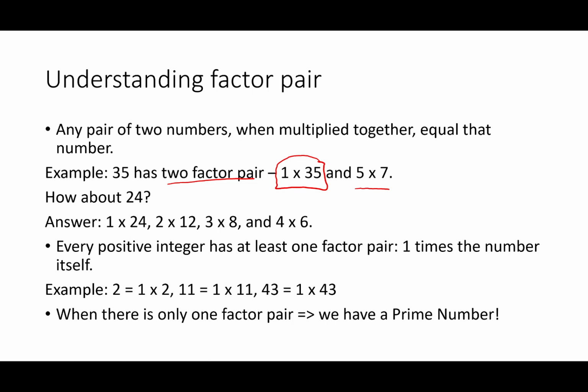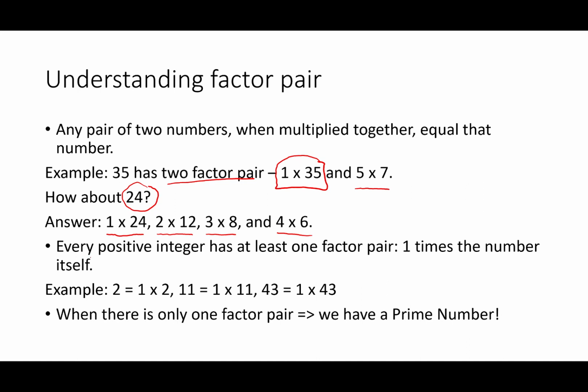How about the number 24? Can you think of the factor pairs? Now 24 can be obtained by 1 times 24, or 2 times 12, or 3 times 8, or 4 times 6. So all these four pairs here are the factor pairs for the number 24.